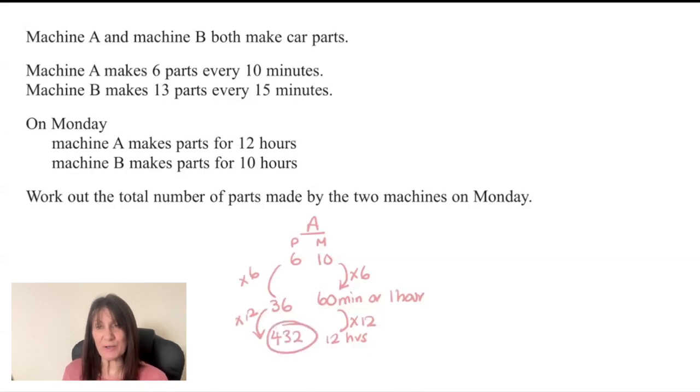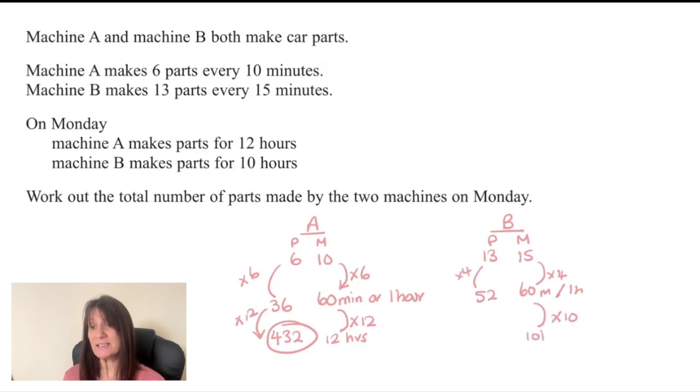Now I'm going to repeat the process with machine B. So 13 parts, 15 minutes, all labelled up. Now I'm going to times by 4 to get to that 60 so that I can see what we're doing in an hour. And I shall do the same on the other side so that I know I'm making 52 parts. Times the hours up by 10 to get to the 10 hours in the question. And I've got 520 parts when I do the same on the opposite side.